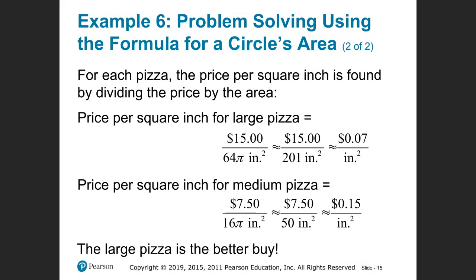So next, we're going to find the price per square inch by dividing the price by the area. The price for the large pizza is $15. We're dividing that by our 201 square inches, and that gives us a cost of 7 cents per square inch. Do the same for the medium pizza, $7.50 divided by 50 square inches. It gives us 15 cents per square inch. So in this case, the large pizza is the better buy, but that's not always the case. It just happens to be for this. And that concludes this lesson.